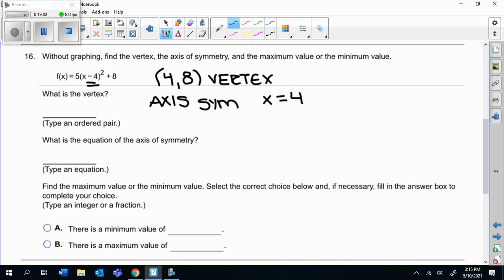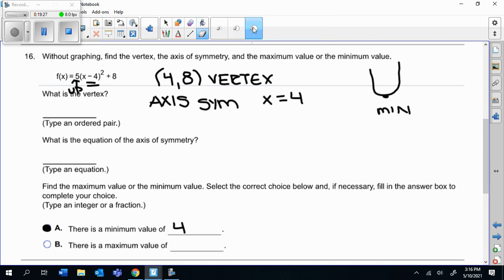It is going to go up. So if your parabola opens up, because that's a positive 5, then it's going to have a minimum value. And so there is a minimum value of 4, because it's going to be that point right there. No, sorry. There is a minimum value.